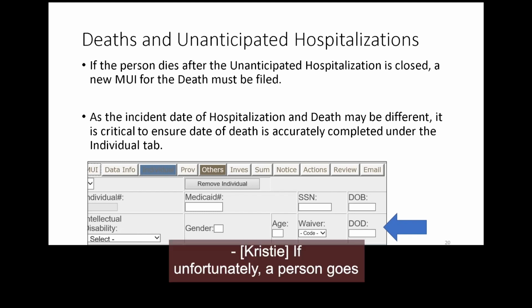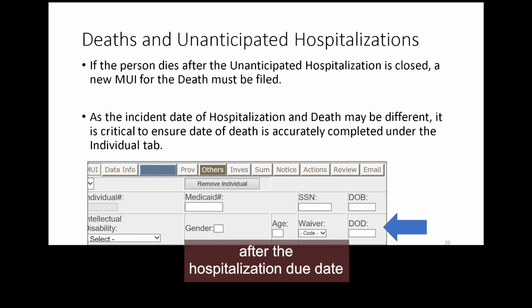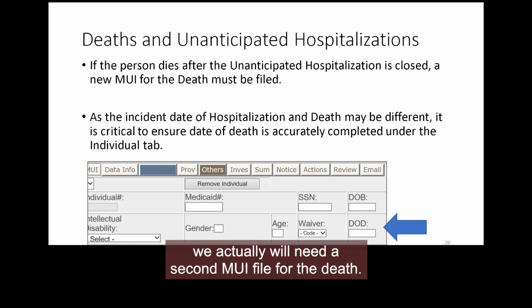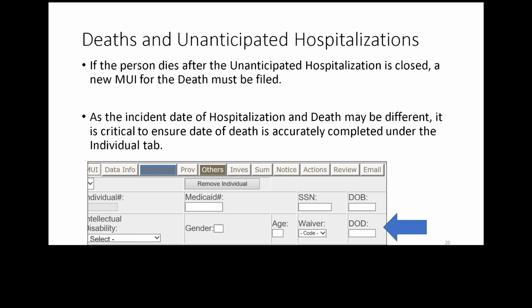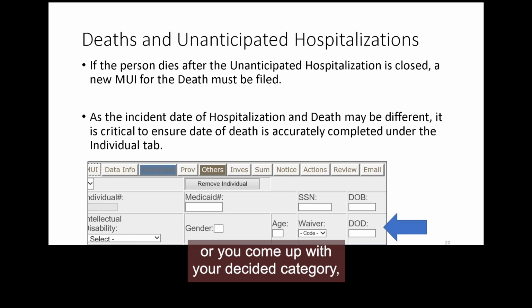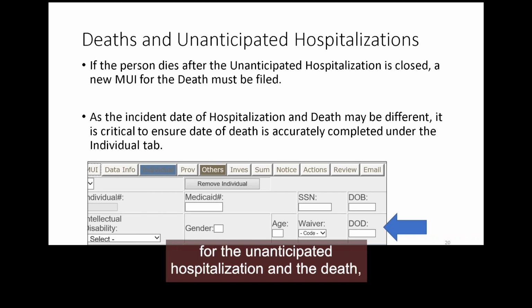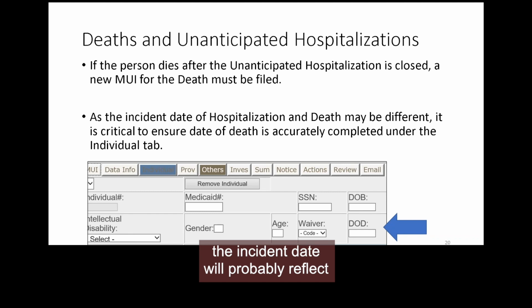If, unfortunately, a person goes into the hospital and they die after the hospitalization due date, and you guys have closed it, and they die after that, we actually will need a second MUI filed for the death. And when you get ready to close the case or you come up with your decided categories, because we're now letting you file them together for the unanticipated hospitalization and the death, the incident date will probably reflect the day that they went into the hospital.